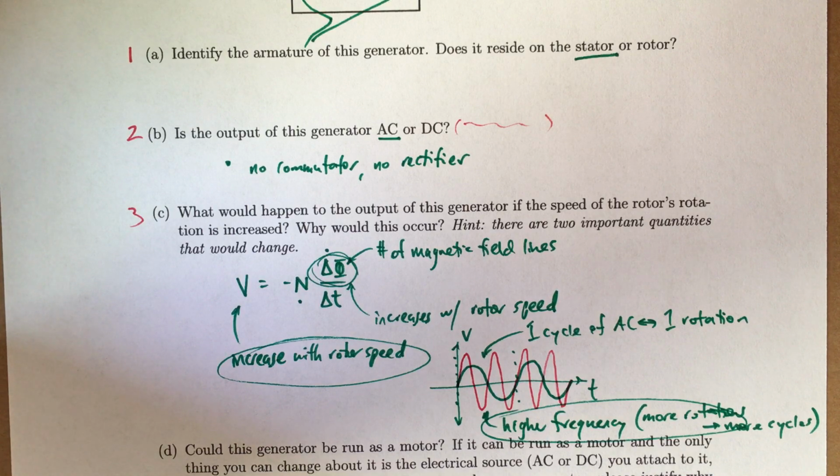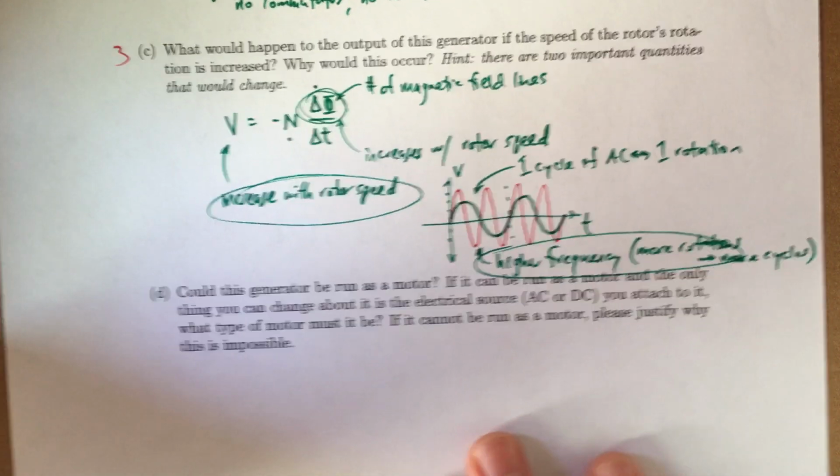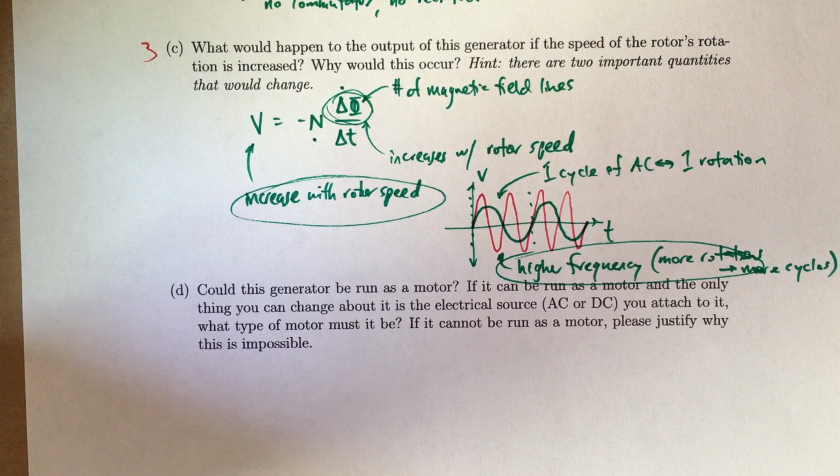Okay, and then the last part, D, could this generator be run as a motor? If it can be run as a motor and the only thing you can change about it is the electrical source you attach to it, what type of motor must it be? If it cannot be run as a motor, please justify why this is impossible. Yeah, kids are yelling out there. I don't know if you can hear that.